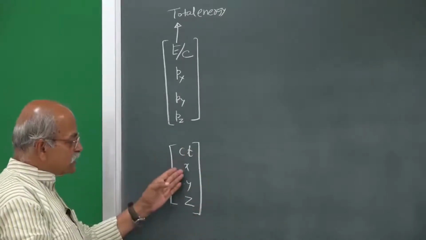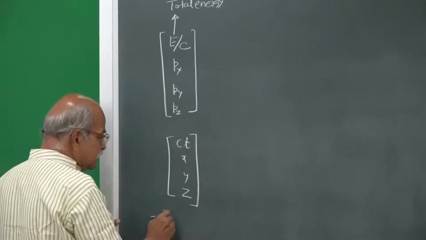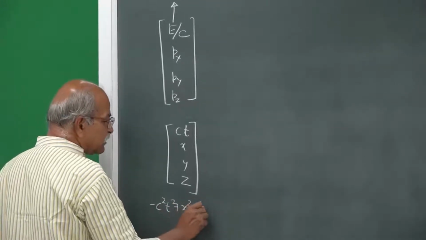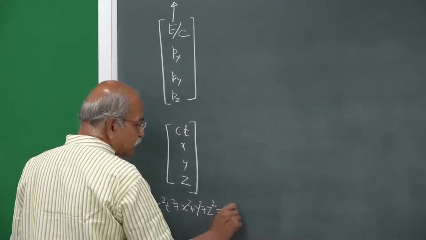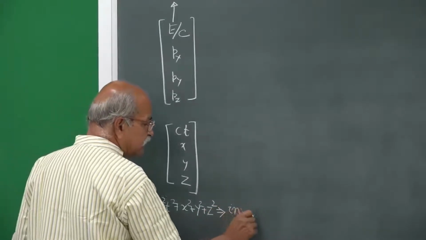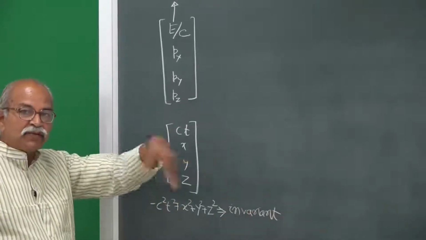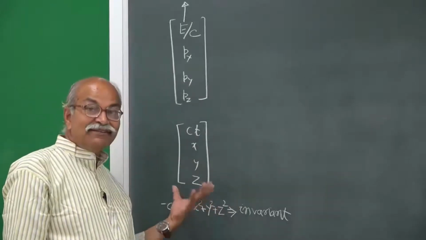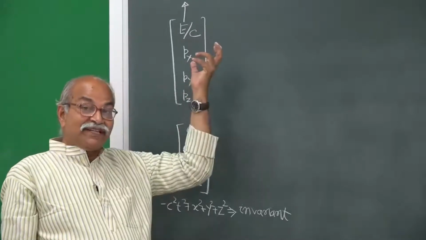Now, these quantities have a very good combination which is invariant, and that is minus c square t square plus x square plus y square plus z square. It is an invariant quantity. Invariant means if you change the frame from S to S prime, this does not change, and we just call it the magnitude of this vector.